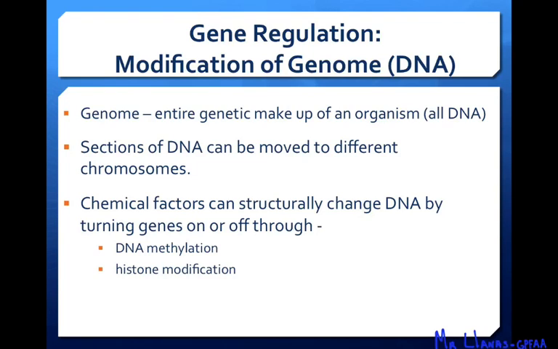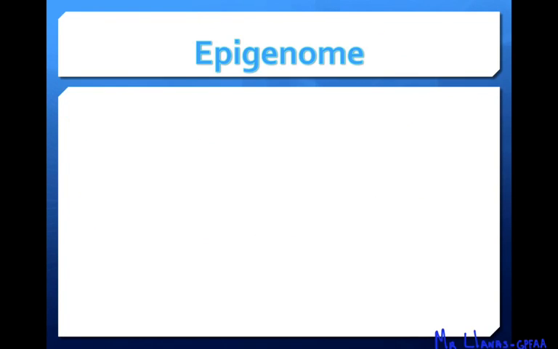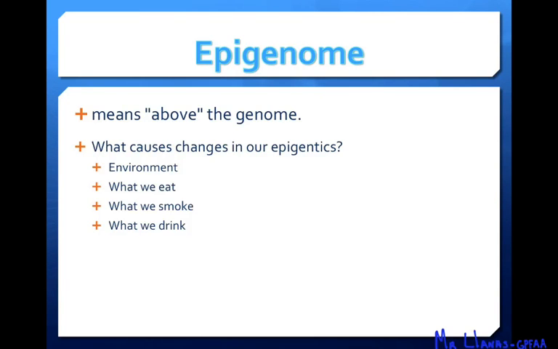Or we can also modify our histones, which are the proteins that DNA actually attaches to. If histones are modified, then they get really tight to where DNA is turned off, and sections are not going to be transcribed. Now, when we modify DNA or modify histones, then we create our epigenome, which means above the genome. Our genome is our entire makeup. The epigenome is what actually codes for proteins.